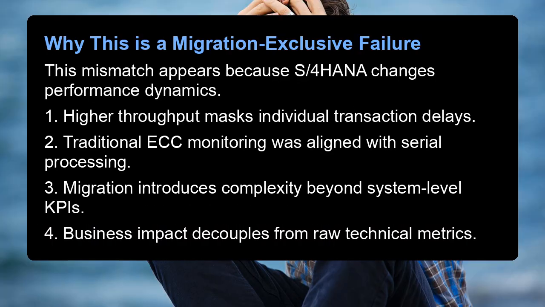Why is this a migration-exclusive failure? This mismatch appears because S4 HANA changes performance dynamics. 1. Higher throughput masks individual transaction delays. 2. Traditional ECC monitoring was aligned with serial processing. 3. Migration introduces complexity beyond system-level KPIs. 4. Business impact decouples from raw technical metrics.